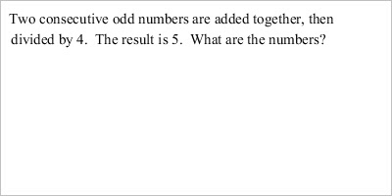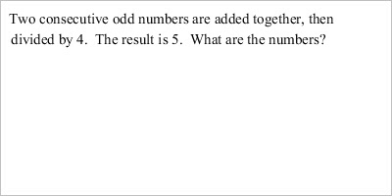It says two consecutive odd numbers. We know that odd numbers are numbers like 1, 3, 5, 7, 9. Consecutive numbers are numbers that come one after the other. So 1 and 2 would be consecutive numbers if we were dealing with whole numbers, but because we're dealing with odd numbers, 1 and 3 would be considered consecutive numbers, or 3 and 5, or 5 and 7.